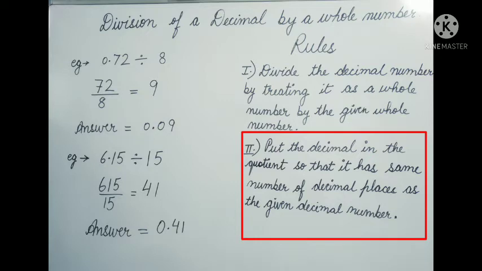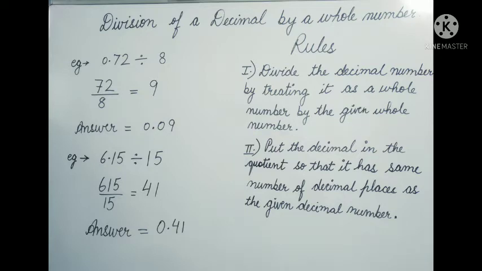That means, now we know that in the dividend 0.72, the number of decimal places is 2. So in the answer also it has to be 2. So accordingly the answer becomes 0.09.